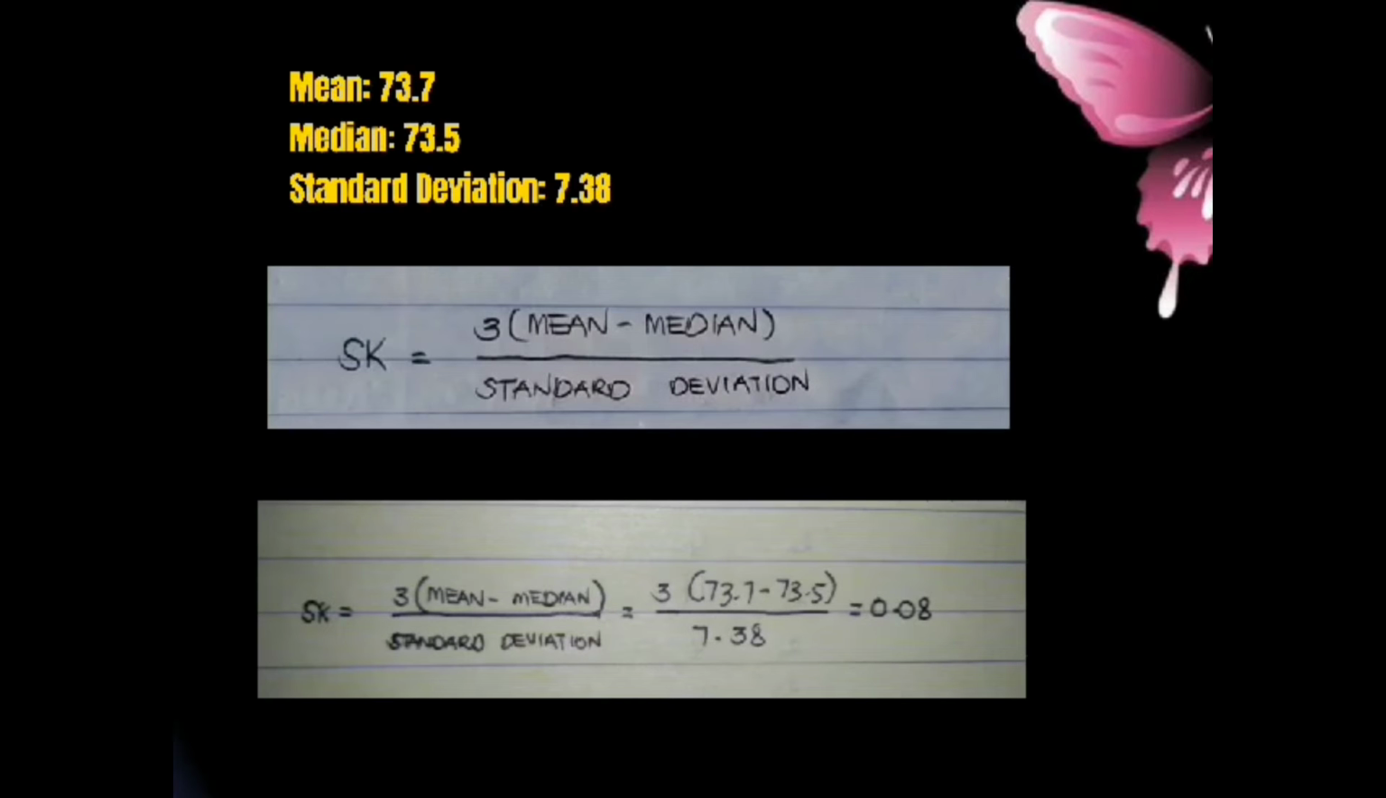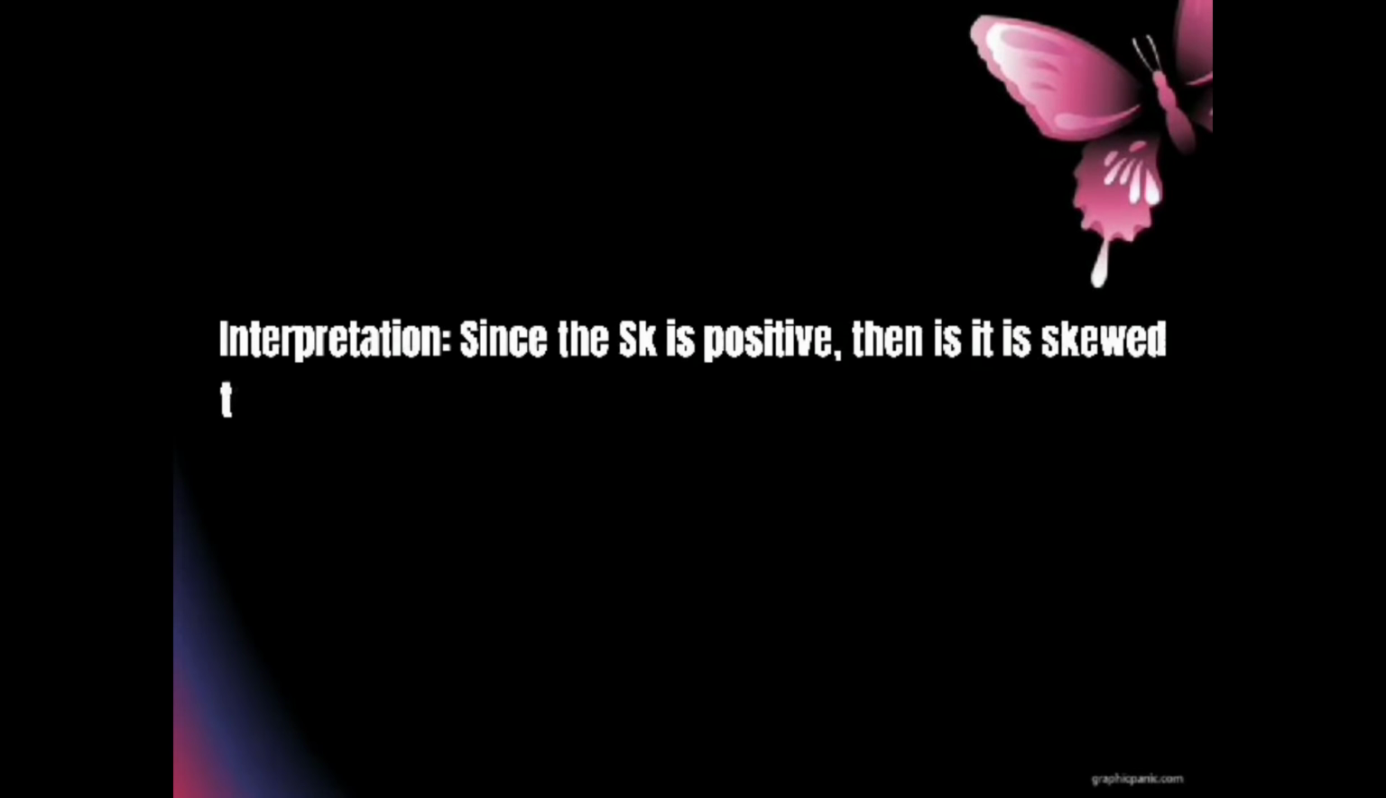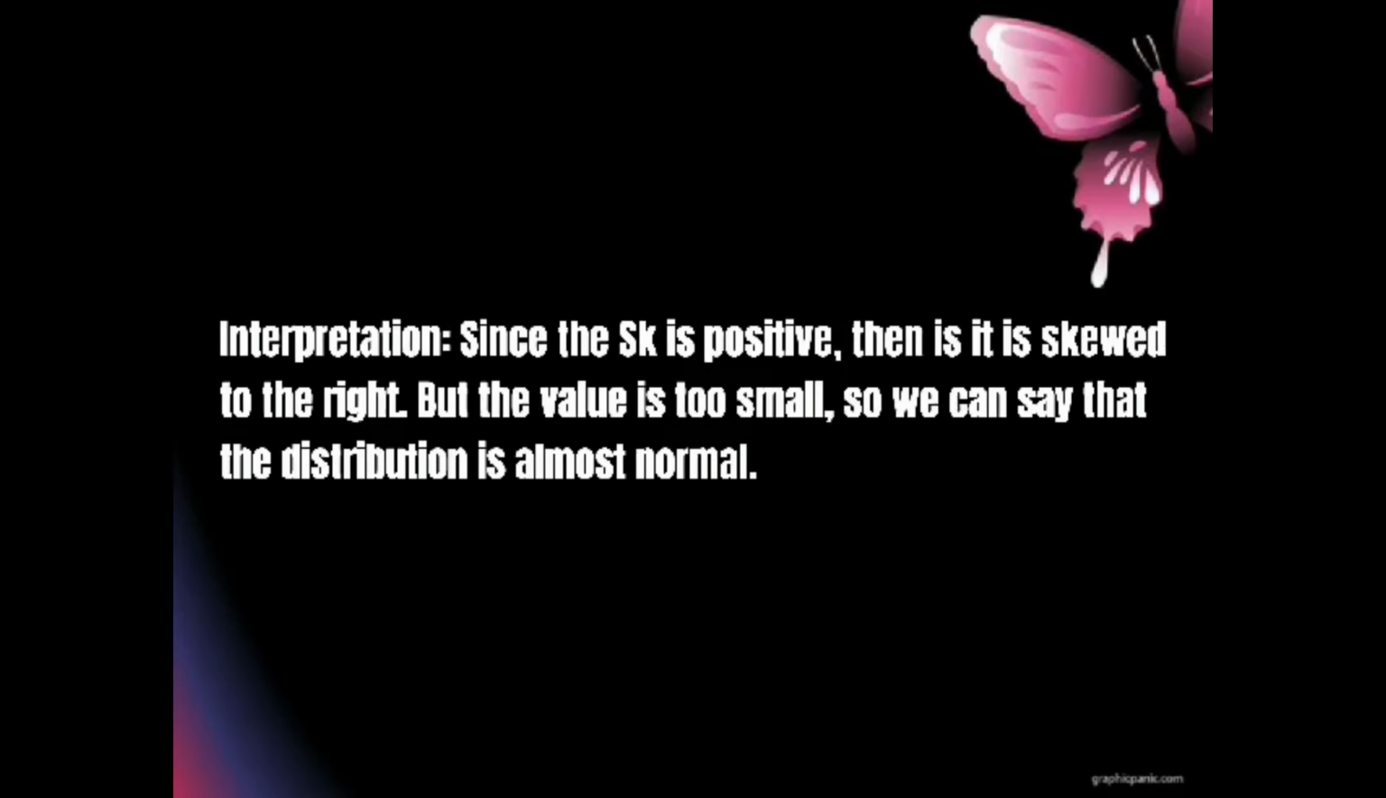Next, we will find the skewness using the formula, and we will substitute the mean, median, and the standard deviation. So the answer is equal to 0.08. And the last is the interpretation. Since skewness is positive, it is skewed to the right, but the value is too small, so we can say that the distribution is almost normal. For grouped data, you can still use the formula, but make sure that in getting the mean, median, and standard deviation, you apply the concept of grouped data as well.